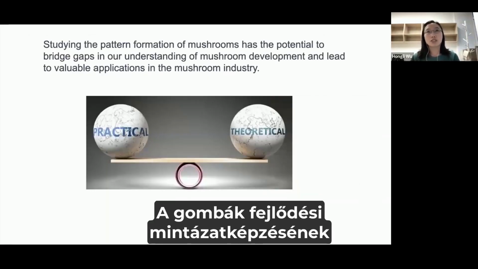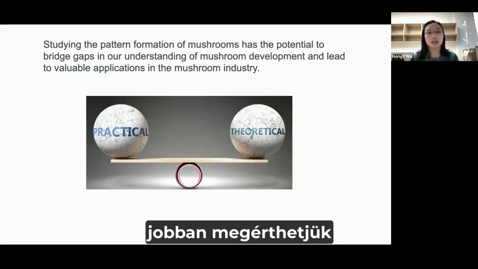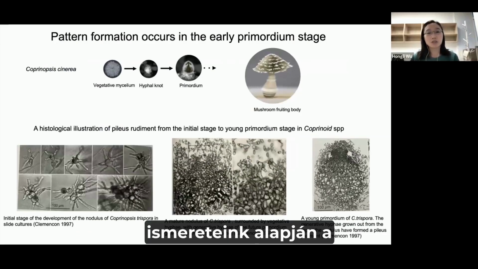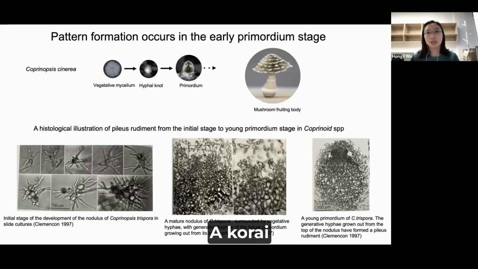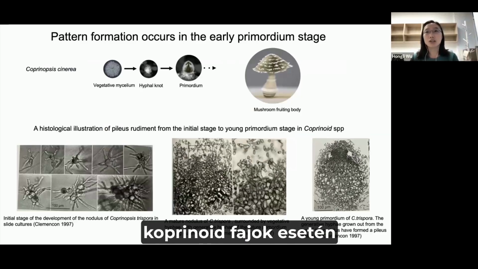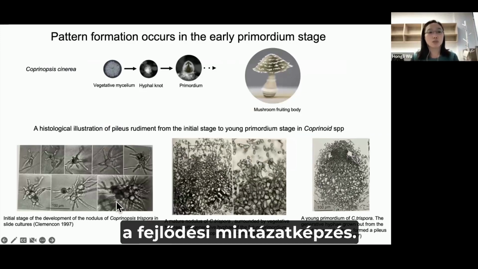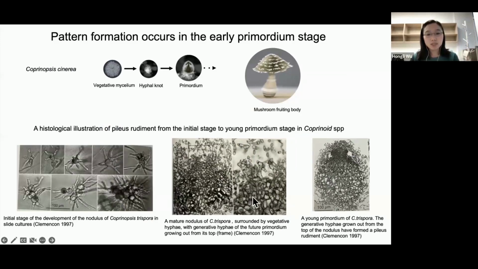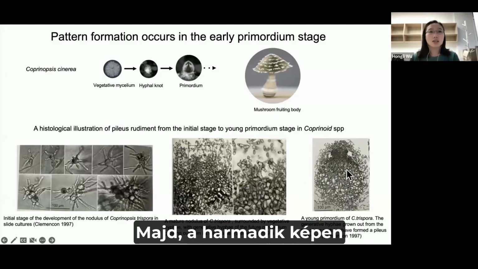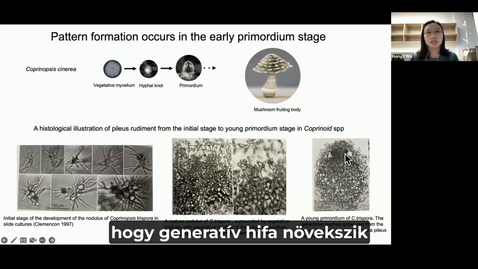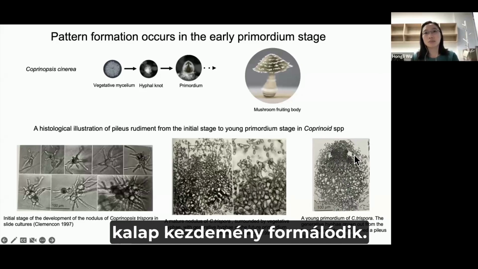So studying the pattern formation of mushrooms has the potential to bridge gaps in our understanding of mushroom development and lead to valuable applications in the mushroom industry. Previous knowledge accumulated in mushroom development reveals that pattern formation in mushrooms occurs in the early primordial stage. Histological illustrations of a coprinoid species have already suggested how cell differentiation and early pattern form from the knots to the secondary initiation stage, and especially from the third image, it's easy to tell that generative hyphae grow out from the top of the knots and form a pileate rudiment.